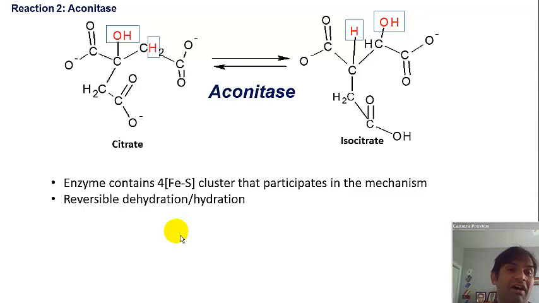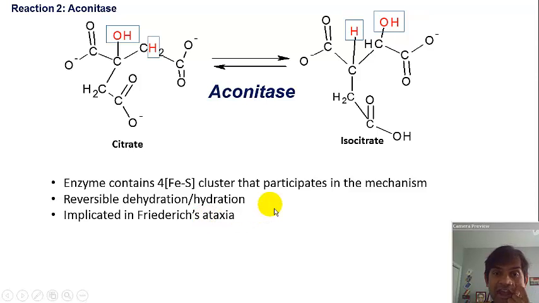The enzyme is involved in reversible dehydration and hydration reactions. And clinically, besides many other things iron is involved in, aconitase is implicated in a disease known as Friedreich's ataxia that involves difficulties in gait. So mutations in this enzyme have been found clinically in this disease.